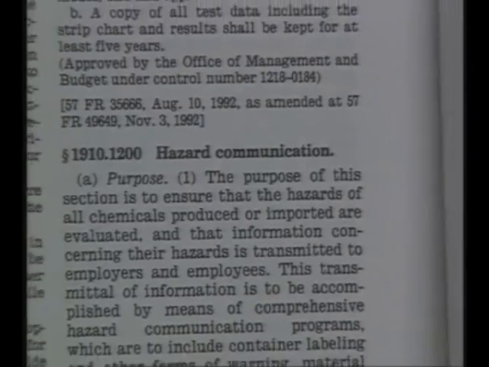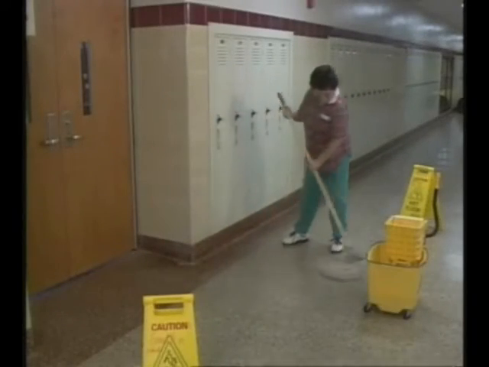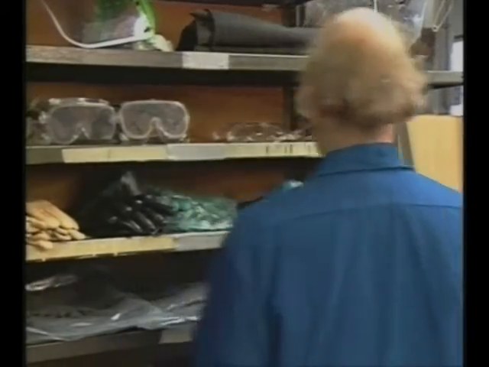That's why OSHA's Hazard Communication Standard and similar state laws exist. Their goal is to make sure you have the information, training, and equipment you need to work safely around hazardous materials.